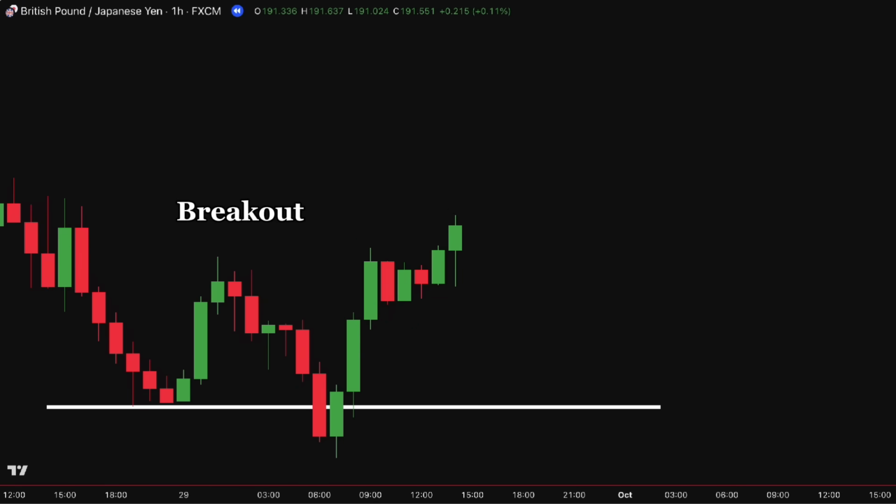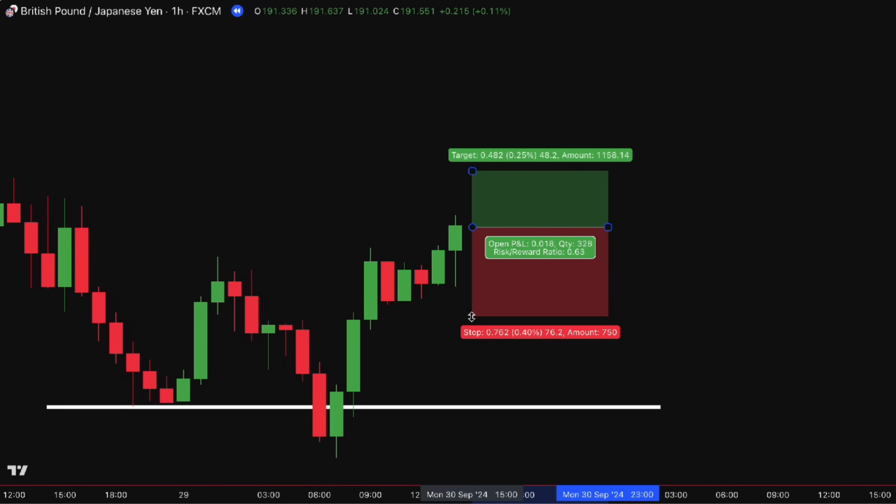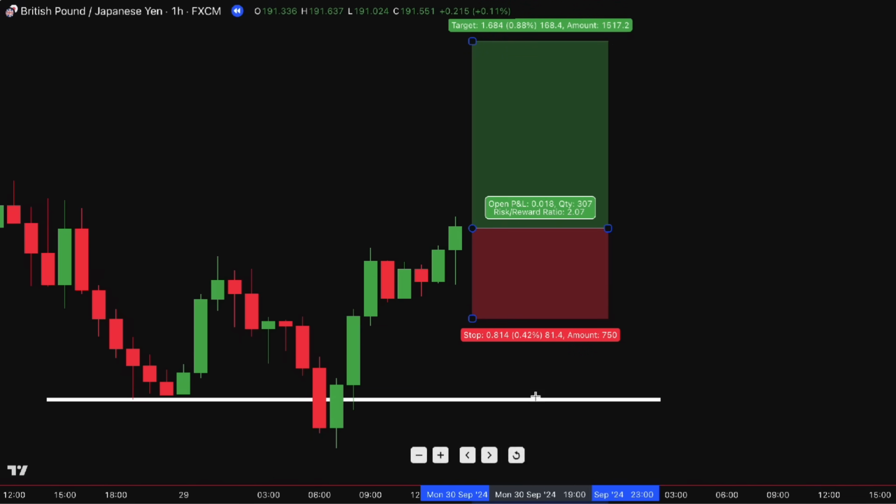Here's how to enter. Place a buy order at the close of the candle that breaks above the compression candle. Stop loss, just below the low of the mother candle. Target, the next level, aiming for at least a 2-to-1 reward to risk ratio. Now, look at what happens next.